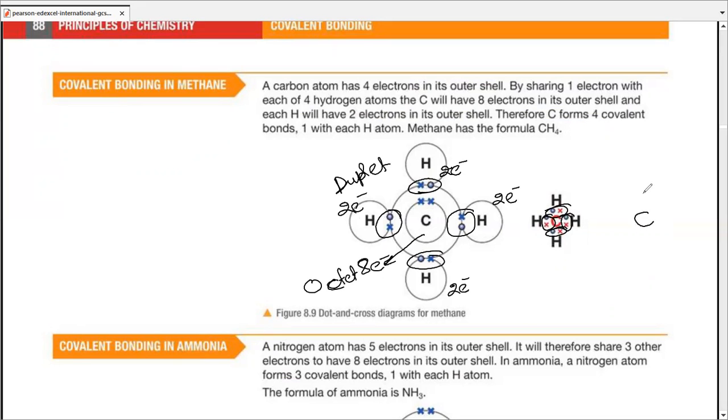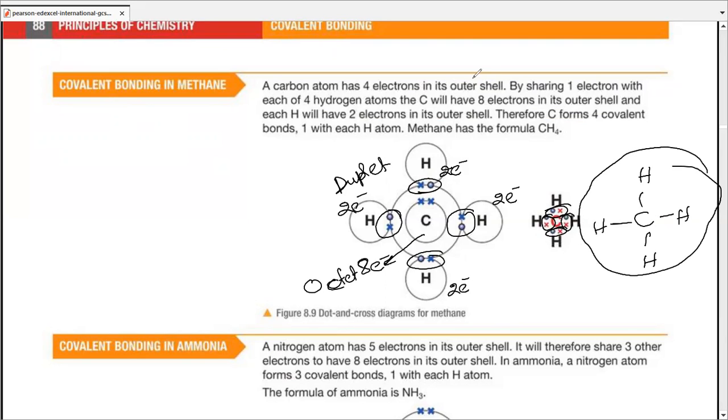Hence, if you are supposed to show it like this, you can show it like this: 4 single lines with carbon in the center and hydrogen on the sides. This is what I was talking about a couple of pages back. That carbon is in the center and all 4 hydrogens surround it for a methane molecule. Make sense?